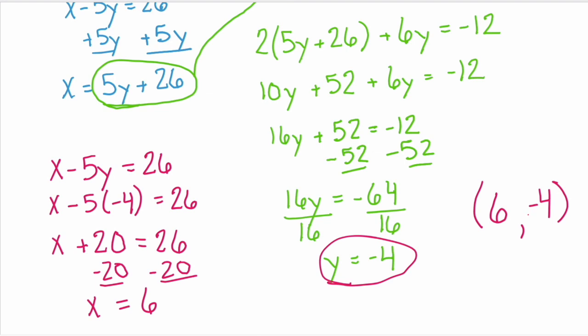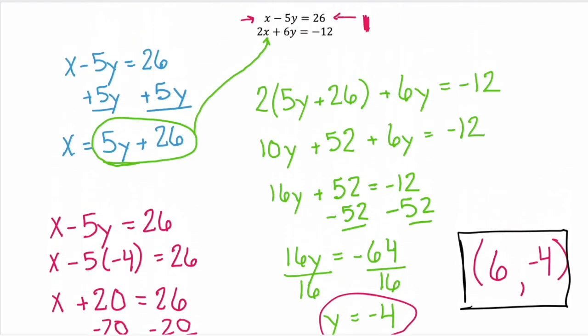Now, I'm not going to go through the check, but it's always a great idea to check this answer. So to check the point 6, negative 4, you're going to plug it back into those two original equations and verify that you get a true statement. Then you know that your answer is correct and you're going to get it right on the homework or the test.